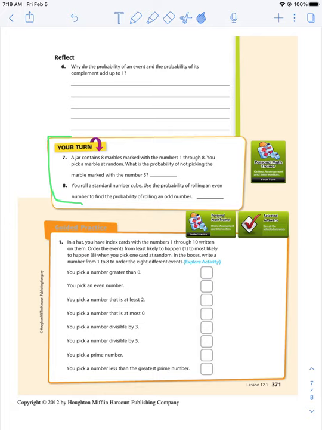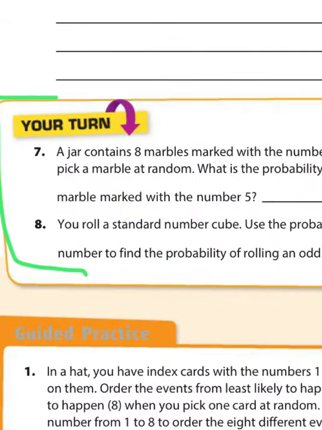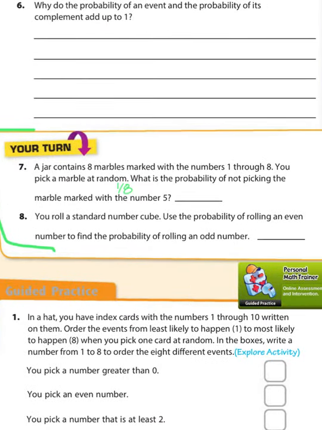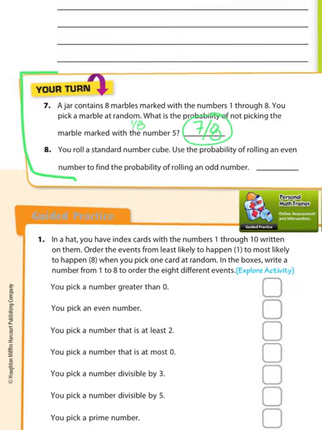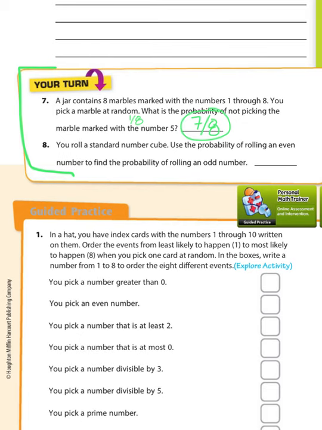Number 7, a jar contains 8 marbles marked numbers 1 through 8. You pick a marble at random. What's the probability of not picking a marble marked with the number 5? Well, the probability of picking the 5 is 1 out of 8. So the probability of not picking the 5 is the other 7 numbers over 8. That's your answer. All right, number 8, you roll a standard number cube. Use the probability of rolling an even number to find the probability of rolling an odd number. Well, we know there's 3 even numbers, 1 through 6, so that means the other 3 are odd. That would just be 3/6, or 1/2 if we simplify.